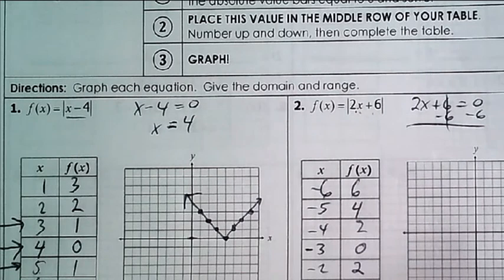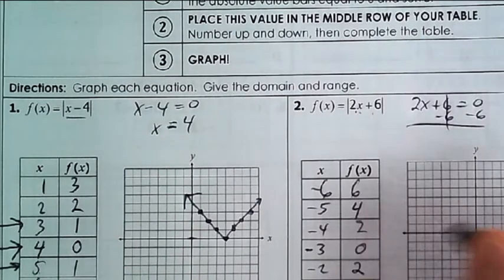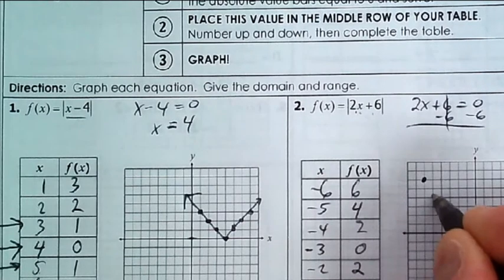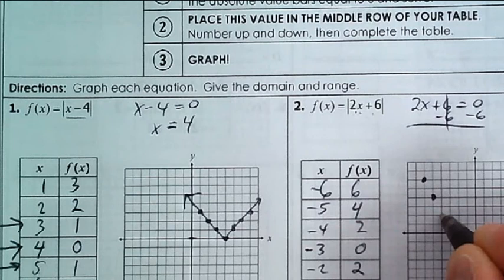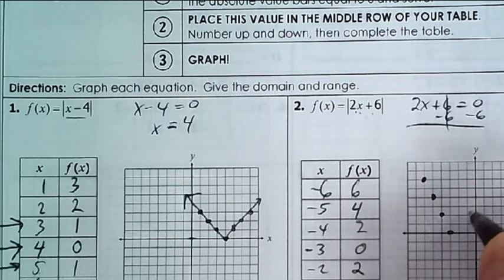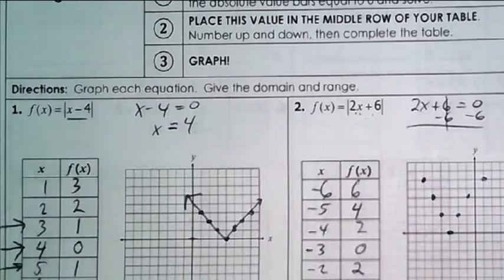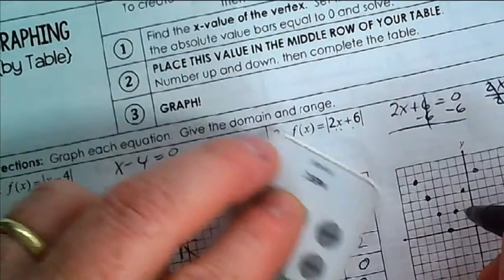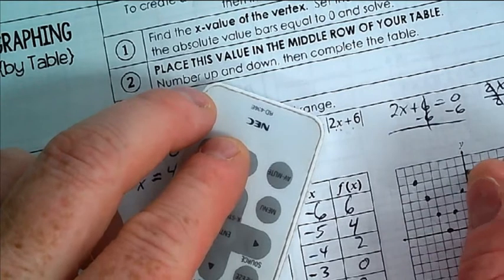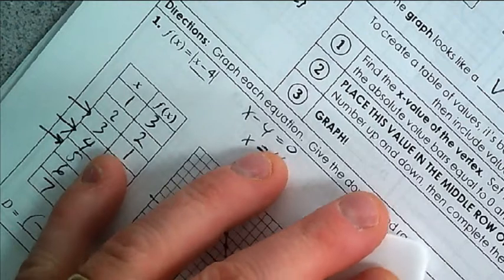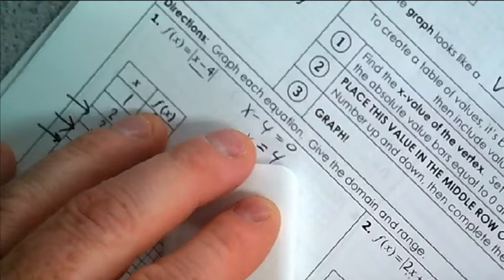Alright, so now we can graph this. Negative 6, 6, negative 5, 4, negative 4, 2, negative 3, 0, and then you're just reflecting these points. Now, once you have those points graphed, of course you can draw. I put it in the wrong spot. It should be right here. Put a straight point on there if you didn't notice that already. Alright, so there it is.